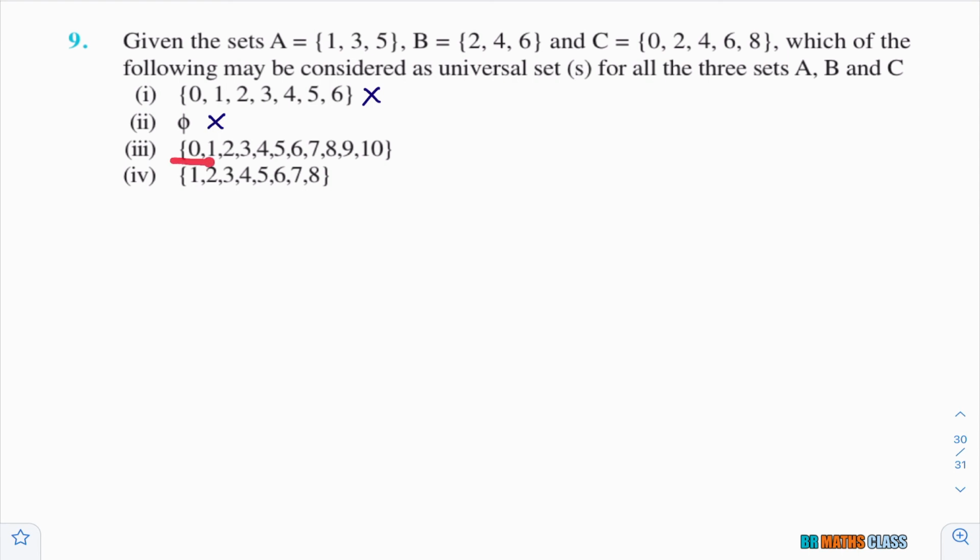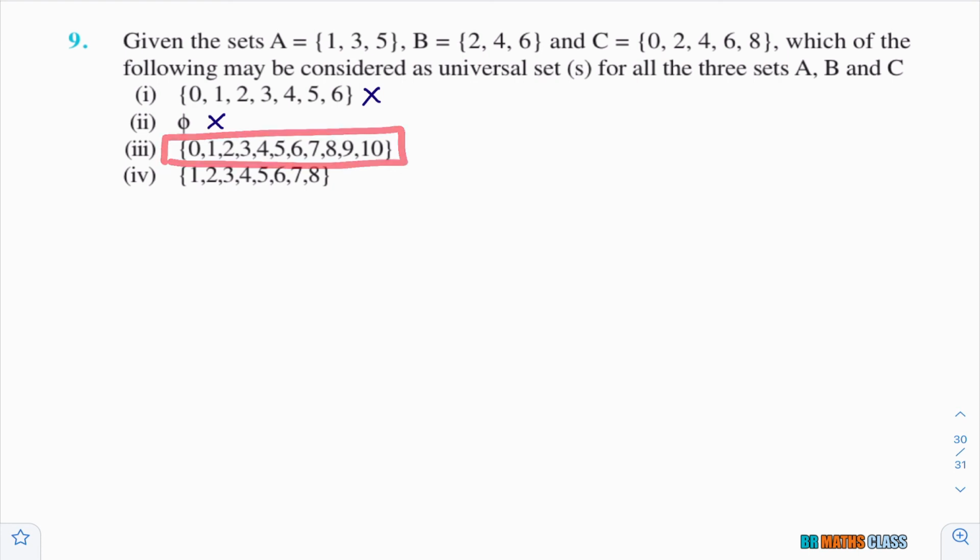Now come to this one. 0, 1, 2, 3, 4, 5, 6, 7, 8, 9, 10. 0 is there. You see first 1, 3, 5. 1, 3, 5 are there. Yes. 2, 4, 6. Yes. Now 0, 2, 4, 6, 8, very good. This is the set which contains all the sets under consideration. See, what is a universal set? A set which consists of all the sets or all the elements under consideration.